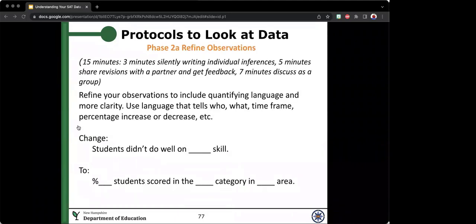This isn't on the original protocol wheel that I just showed you a few slides back. However, it is super important. You really want to start refining and quantifying data, which again can be really hard for educators to do at some points. But really, not just saying, oh, kids just don't do well with key ideas and details, but saying, oh, I'm noticing 62% of our kids scored a 2 or below in key ideas and details. So really quantifying that.